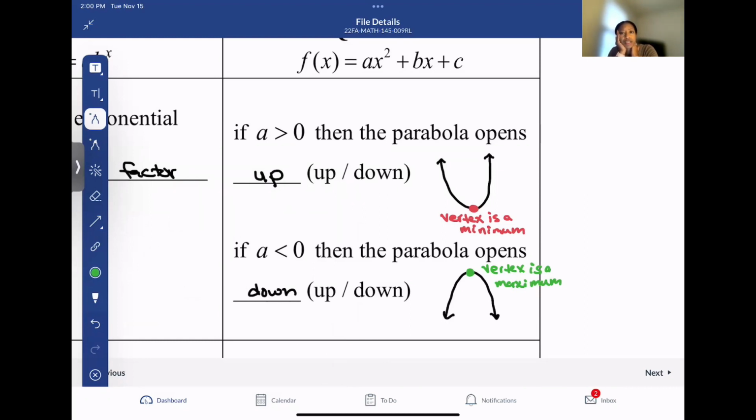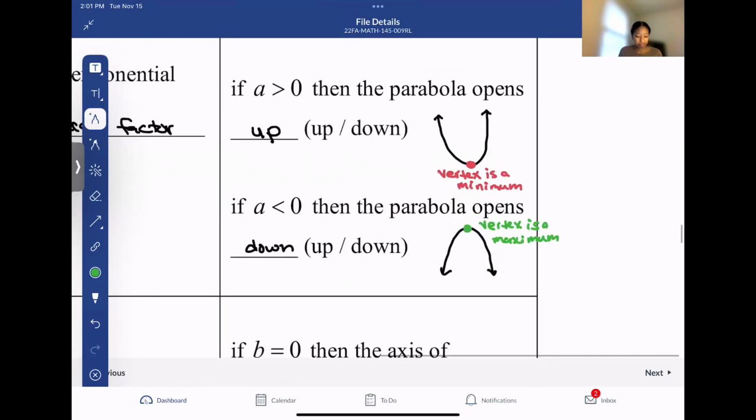and it'll also help you figure out the range. Sometimes you'll be asked to find the maximum or minimum, which we know occurs at the vertex. So knowing whether our parabola opens upward or downward helps us determine whether we have a maximum or a minimum. Sorry, if a is greater than 0, the graph opens upward and the vertex is a minimum. If a is less than 0, the graph opens downward and the vertex is a maximum. All right, so a tells us which way our graph opens.